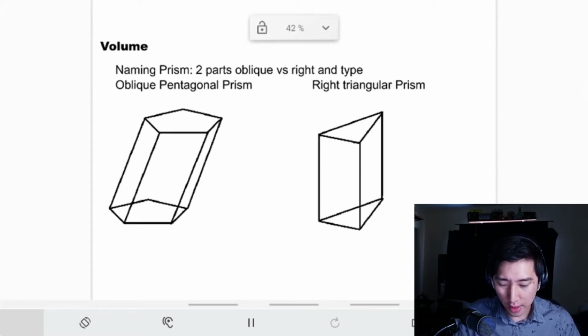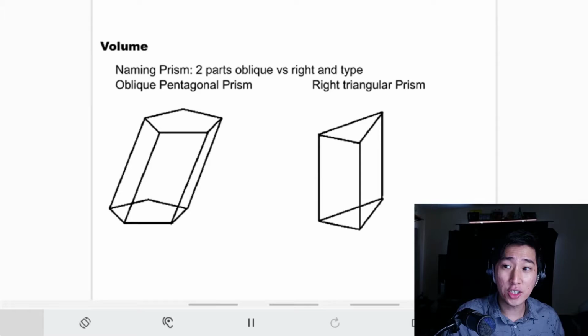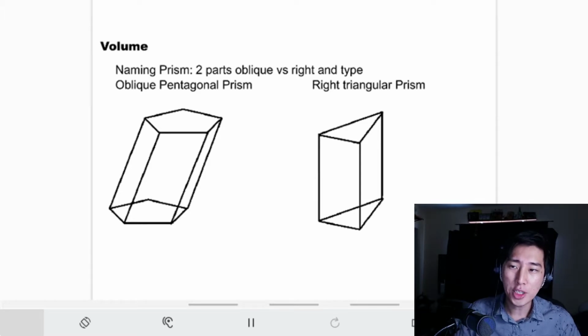All right, moving on. When we're dealing with prisms, we have to learn how to name them. Now again, there's 2 major parts. We're saying whether it's an oblique prism or a right prism. 90% of the time, we are working with right prisms. And secondly, what type of prism it is. And the type of prism is based on its base.